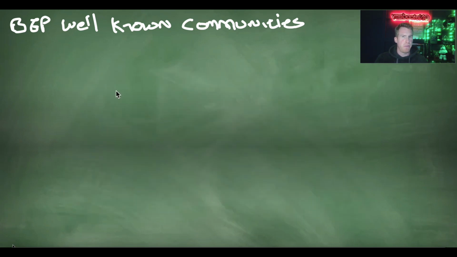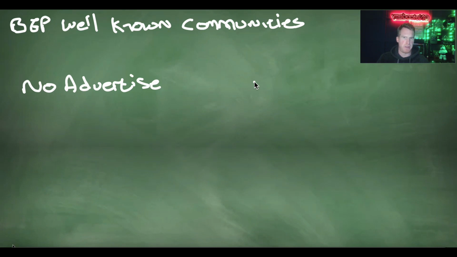But what is the first that I'm going to go through? What is the first well-known community? The first one that I want to go through is what's known as no advertise. This differs from the next one, because with no advertise, the router is sending a BGP update message referring to network layer reachability information, or NLRIs. And within that, there will be a BGP community or communities.